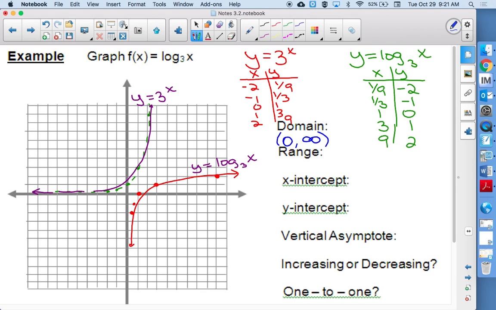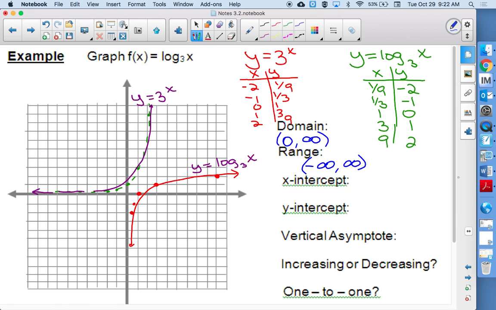Josh, the range then, negative infinity to positive infinity. And again, that was the domain of my exponent. Because if I look at my exponential graph, it goes from negative infinity to positive infinity. That's the domain, so it becomes the range.